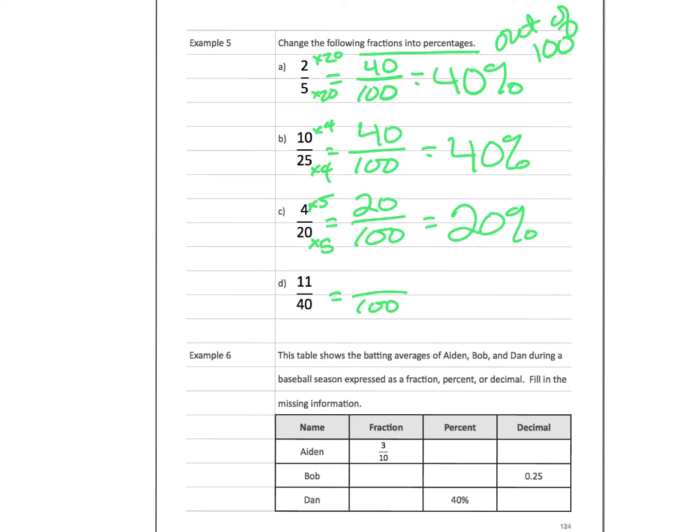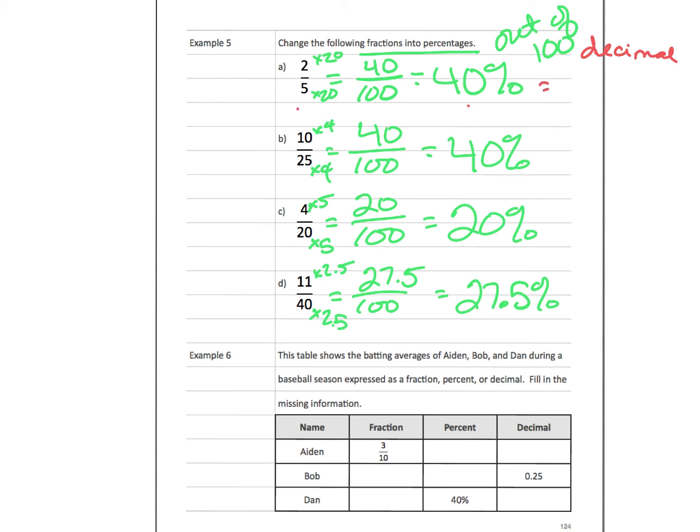The next one is a little bit different. You still should figure it out. We're going to multiply it by 2.5. So 11 times 2.5 gives us 27.5. Hopefully I did my math right. You guys can double check it. That would give us 27.5%.